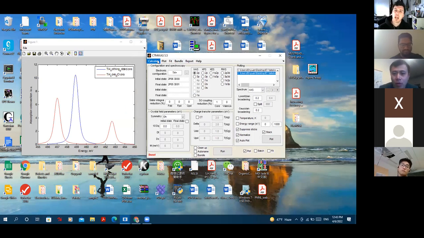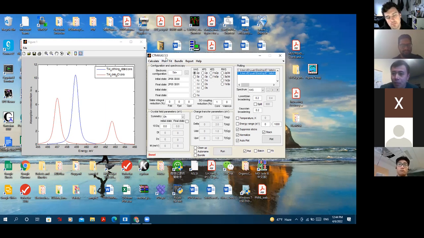I don't know if you have already installed this software, and this is called CTM4XAS. CTM stands for Charge Transfer Multiplet, and 4 means for the purpose of XAS, X-ray absorption. This is a kind of old version, and this is what I used when I was a PhD, 6-7 years ago or something. I think they probably have a newer version.